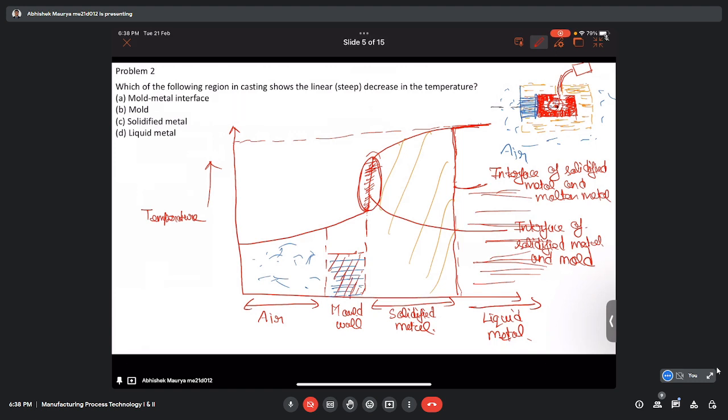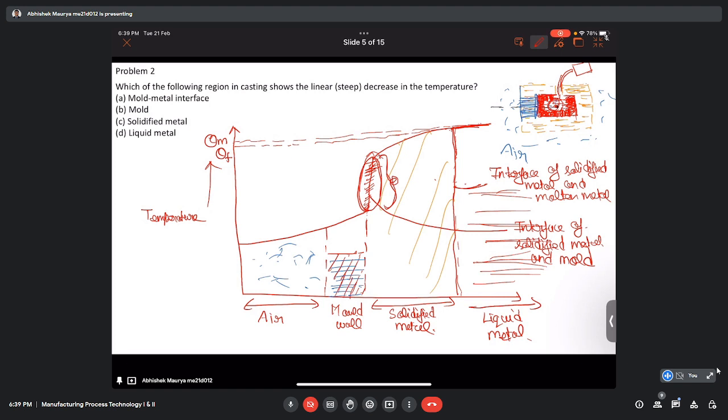Now if we see the temperature profile, it is maximum in the molten material. And at the interface of the molten metal and solidified metal, the temperature is a little bit smaller, that is theta f, or the freezing temperature of the material. But as soon as we come near the mold wall, there is a peak drop of the temperature.